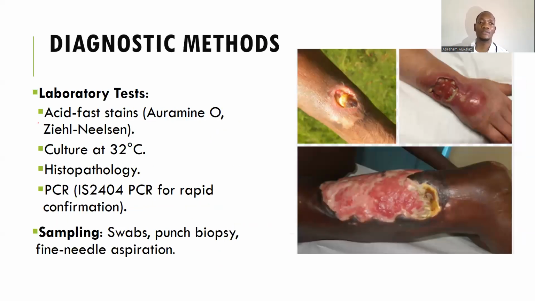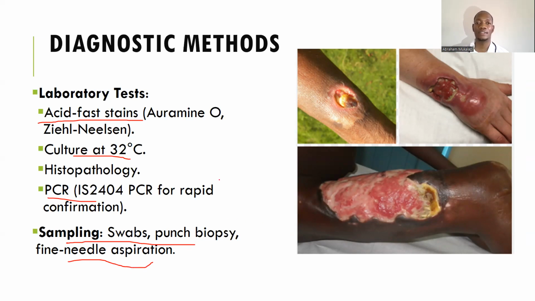So in the laboratory, you have to do acid fast stain, and then you can also culture them, but at a slightly lower temperature than the body temperature, about 32 degrees Celsius. Then on histology, you can also see the bacilli or the bacteria. Then you can also do PCR, which confirms it a little bit faster.